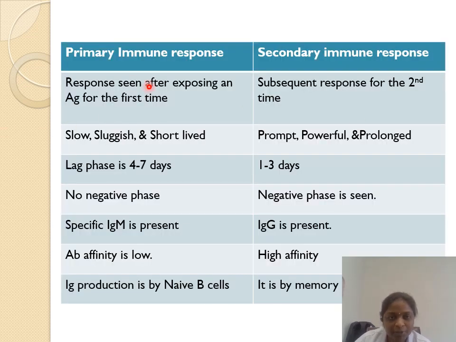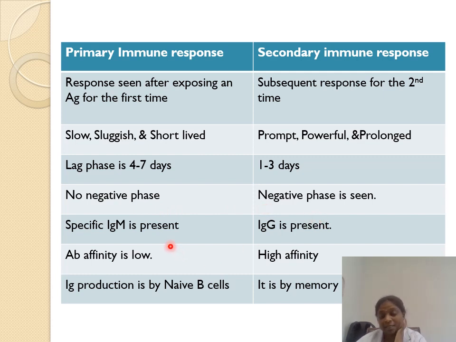What is the difference between primary and secondary immune response? Primary, as I said, is the first-time exposure to an antigen, whereas secondary is the second time. Primary is very slow, sluggish and short-lived, whereas secondary is very prompt, powerful and prolonged. The lag phase is 4 to 7 days in primary, and 1 to 3 days in the secondary immune response. No negative phase is seen in primary, whereas a negative phase is seen in secondary.